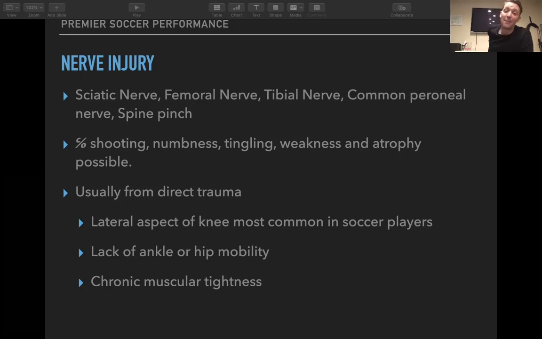Okay. They can also happen in the back. Also, you can get a pinched nerve in your back and it can cause back pain or it can cause pain down the leg. Okay. The lateral aspect of the knee, the outside of the knee, is the most common area for soccer players to feel this type of pain. Okay. They'll have pain on the outside of the knee, and they may complain of numbness and tingling or any kind of shooting pains going down towards their ankle from their knee.